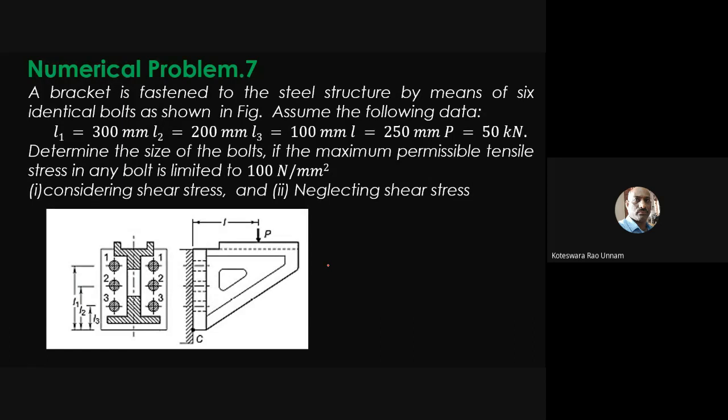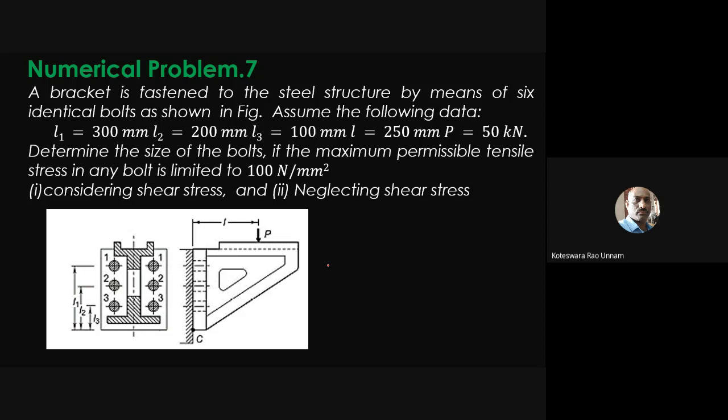A bracket is fastened to the steel structure by means of 6 identical bolts as shown in the figure. Assuming the following data: L1 is 300 mm, L2 is 200 mm, L3 is 100 mm, and L is 250 mm. P is equal to 50 kilonewtons. Determine the size of the bolts if the maximum permissible tensile stress in any bolt is limited to 100 Newton per mm square. For that, he has given two conditions: one is considering the shear stress, and the second is neglecting the shear stress.